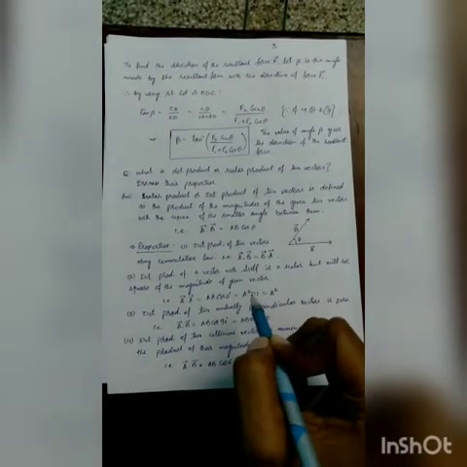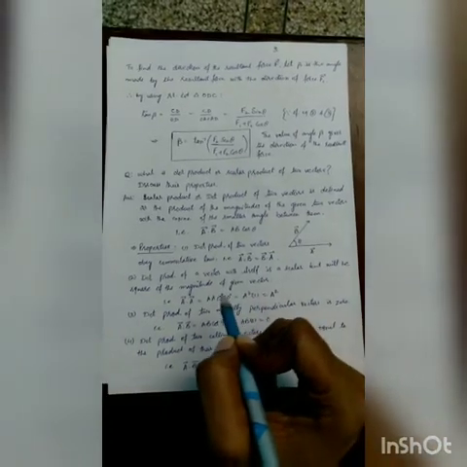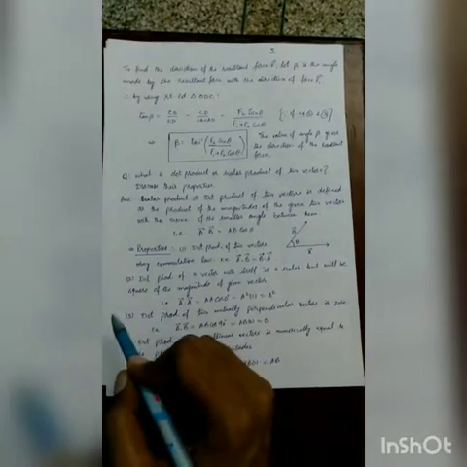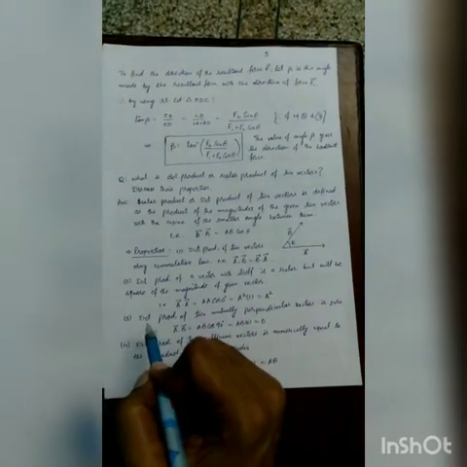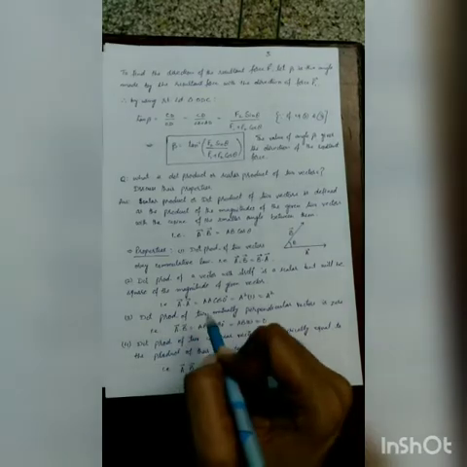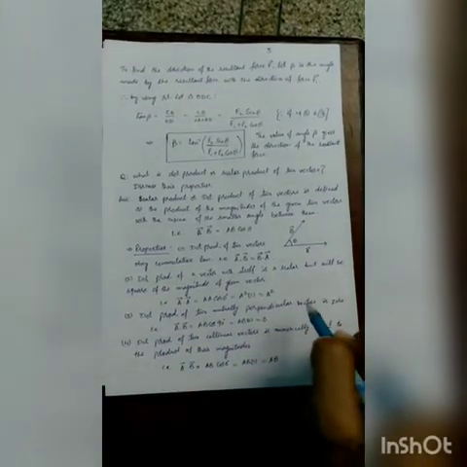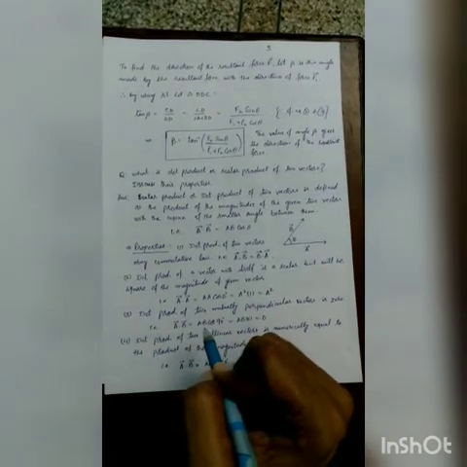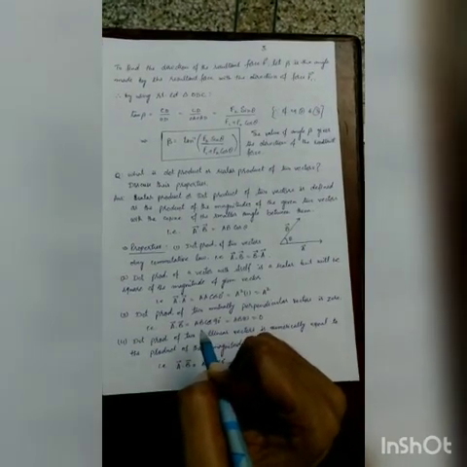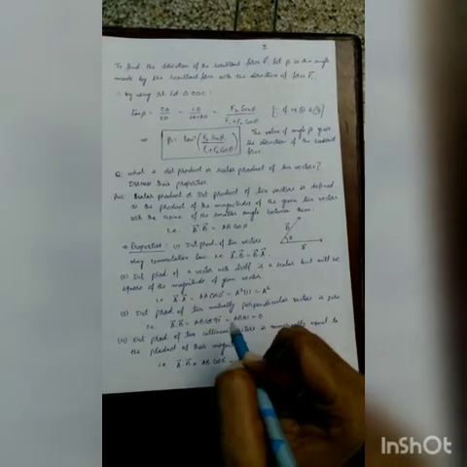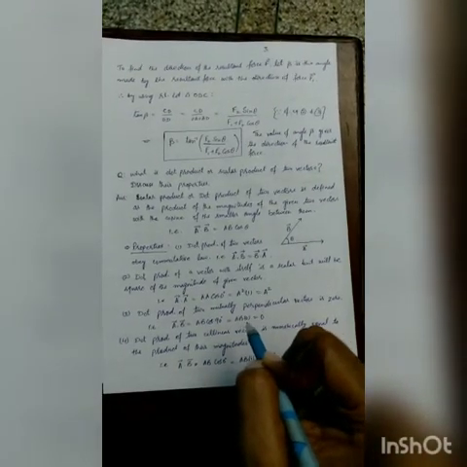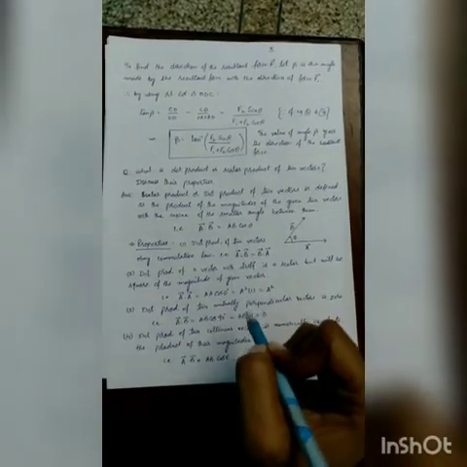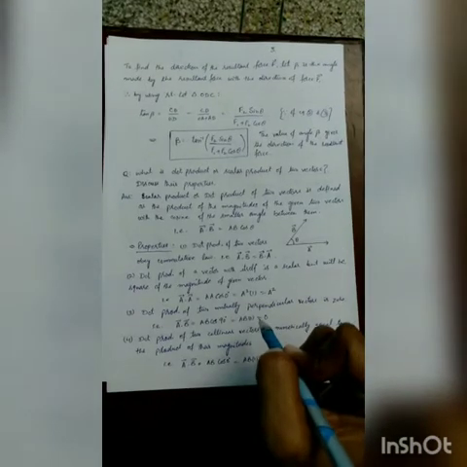Then we get a square into 1. The 1 comes from cos 0 degree being equal to 1, that is equal to a square. Next property: the dot product of two mutually perpendicular vectors is 0, that is, a vector dot b vector is equal to ab cos 90 degree, that is equal to ab into 0. The 0 comes from cos 90 degree being equal to 0, then ab into 0 is equal to 0.